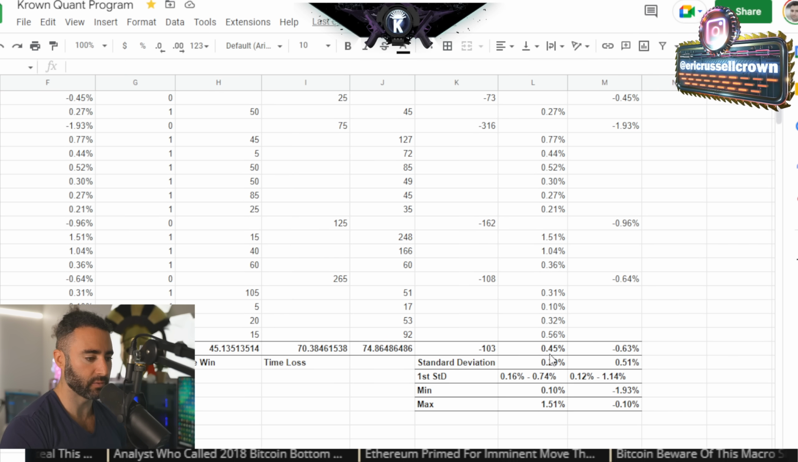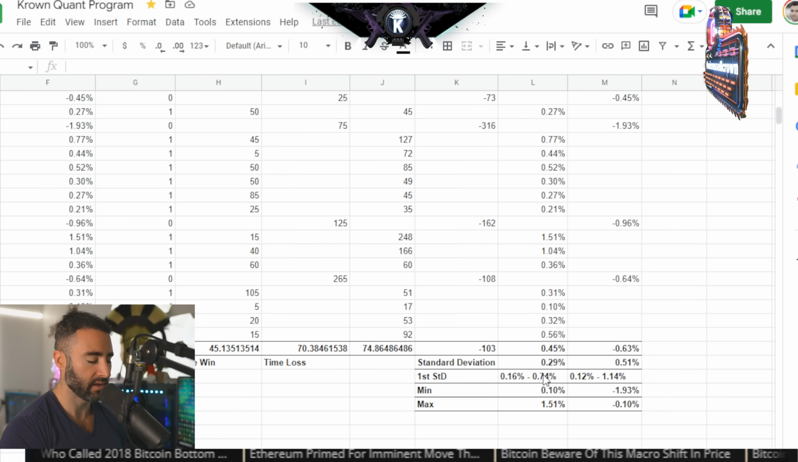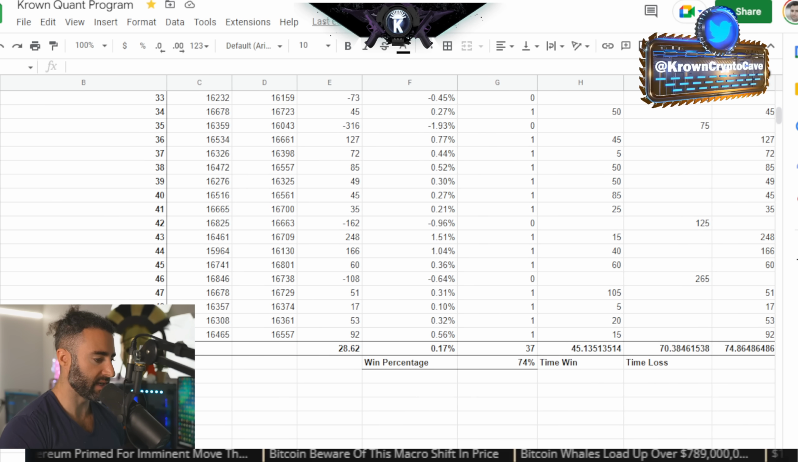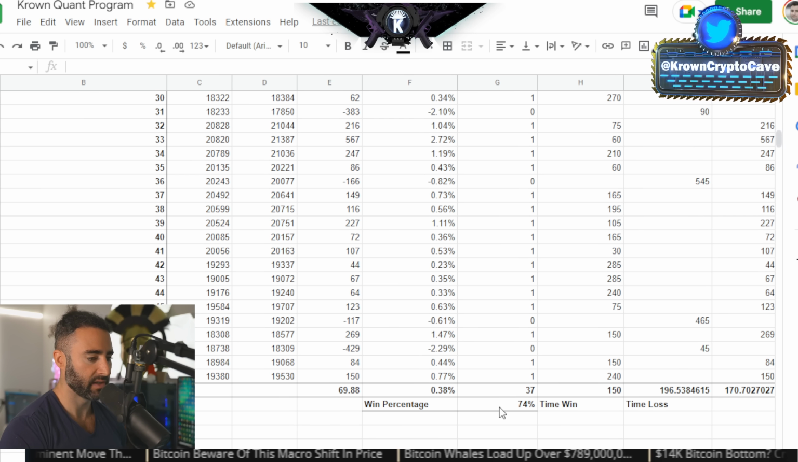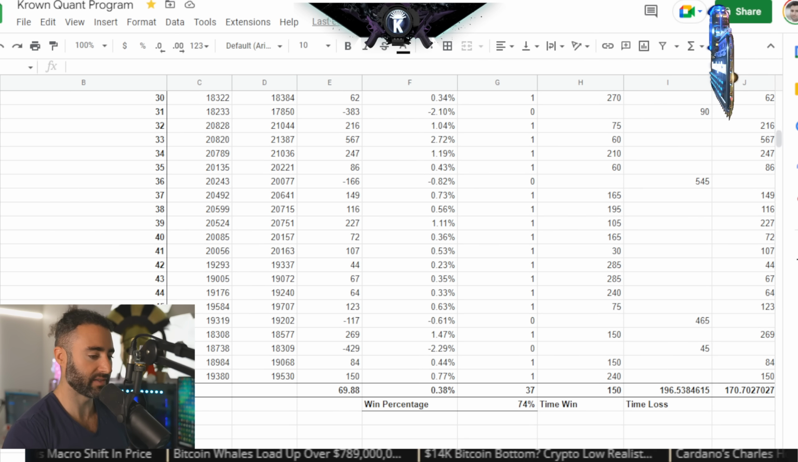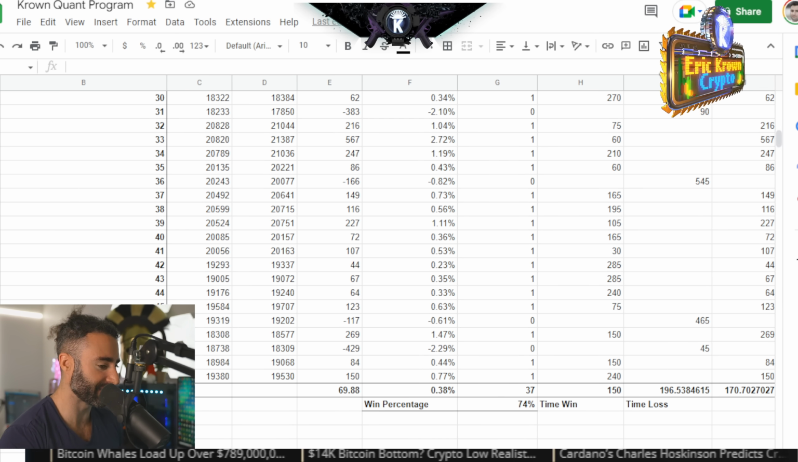So on the win side, 45, on the loss side, 63. First standard deviation calculation, min, max, you get the idea. So that'll be the 5-minute. Let's go to the 15-minute. Same win rate actually, which shows that the data is actually rather consistent, which is what we're looking for, obviously.